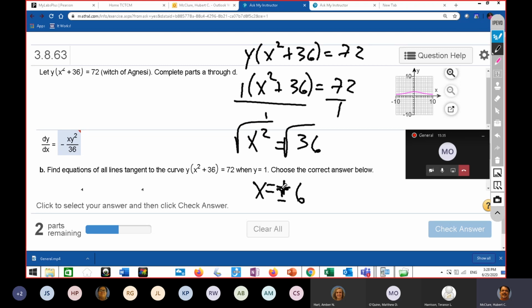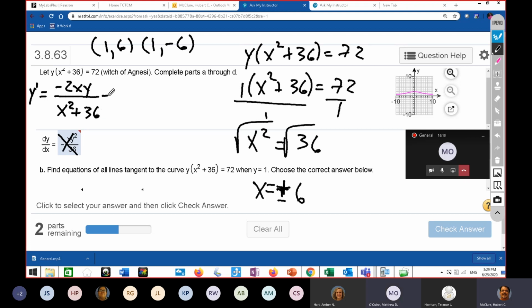All right. So now you've got (1, positive 6) and (1, negative 6). It just says find an equation. So find equations. Now I've got to get my, and I'm not going to use this because I don't believe that's right. So I'm going to use mine. I'm going to use y prime is equal to negative 2xy over x squared plus 36.